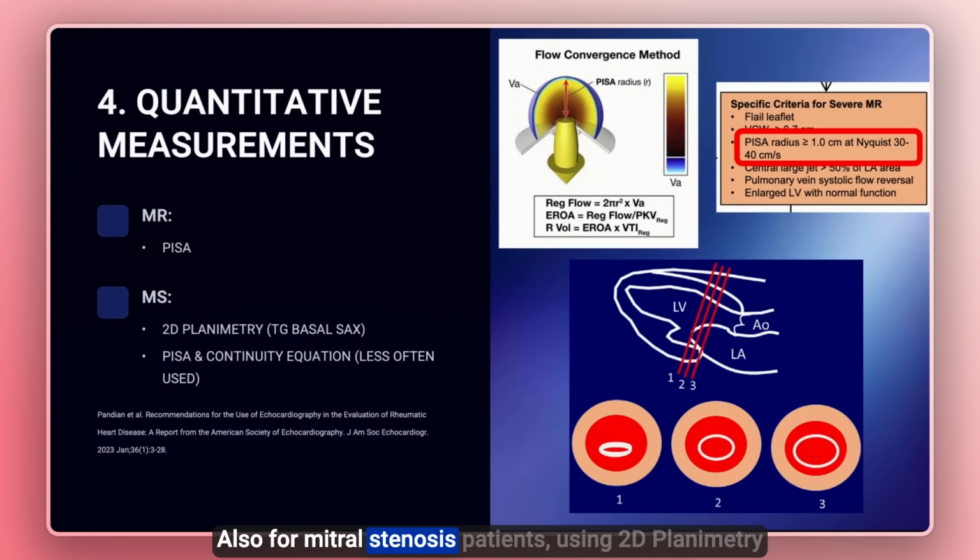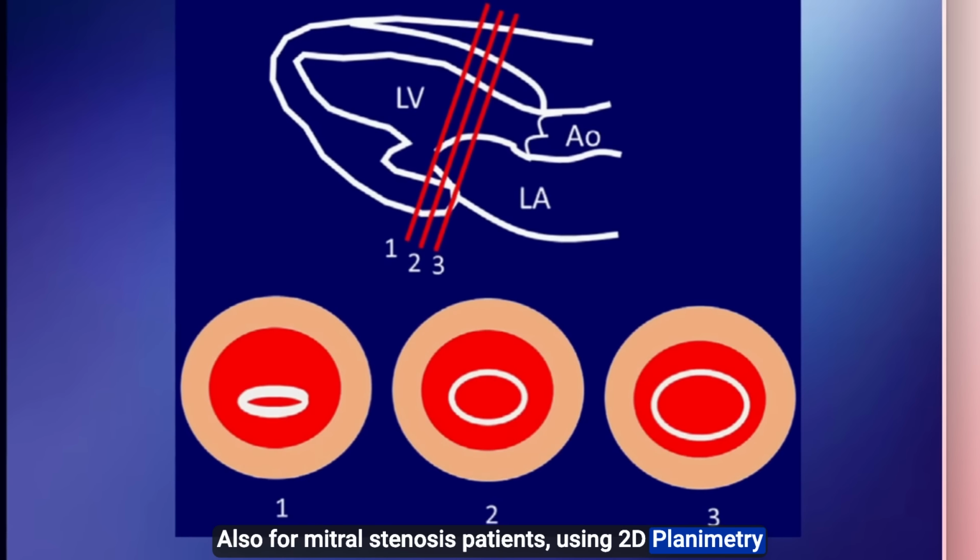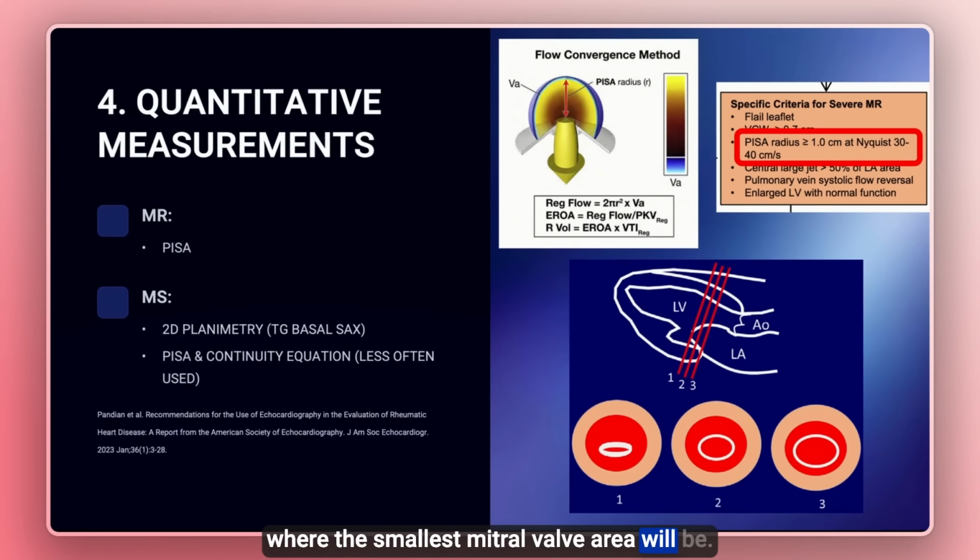Also, for mitral stenosis patients, using 2D planimetry and that transgastric basal short axis view is important. Keep in mind with this, it's important to get the actual 2D planimetry at the leaflet tips where the smallest mitral valve area will be. That is your true mitral valve area. You could also do PISA and continuity equation calculations, but I do not recommend these as they are cumbersome and other tools are easier to perform and more reliable in these patients.